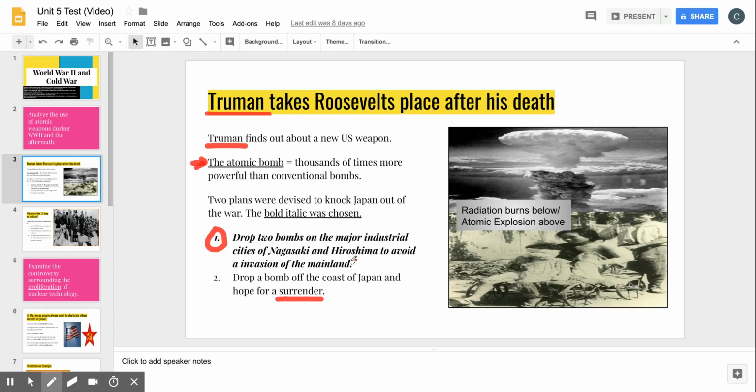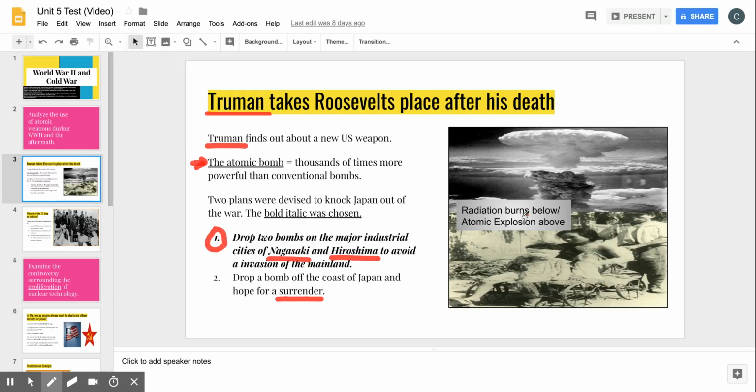We went with a bold move by dropping bombs on these two cities, Nagasaki and Hiroshima. You'll see these two cities mentioned a lot on tests. And if you understand what they're talking about, if they say Nagasaki, right then and there, you know that they're talking about World War II in Japan.